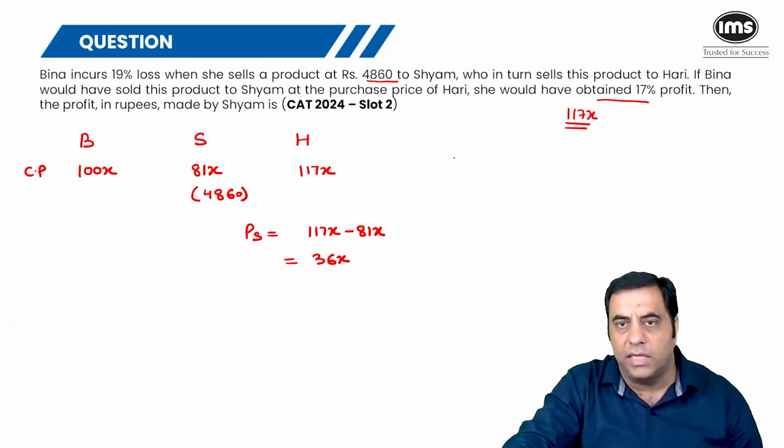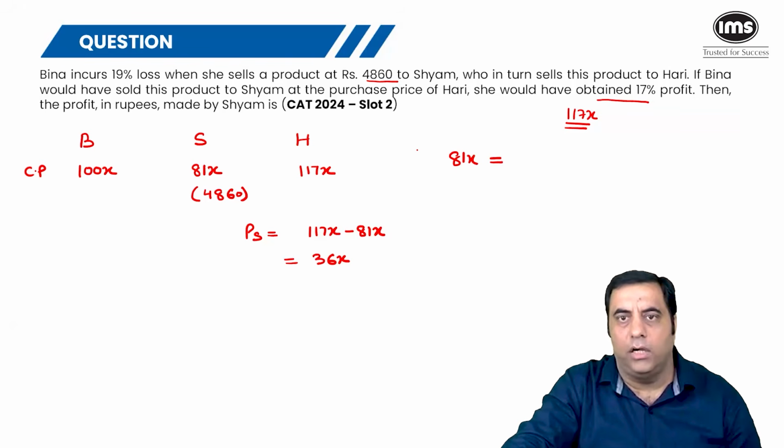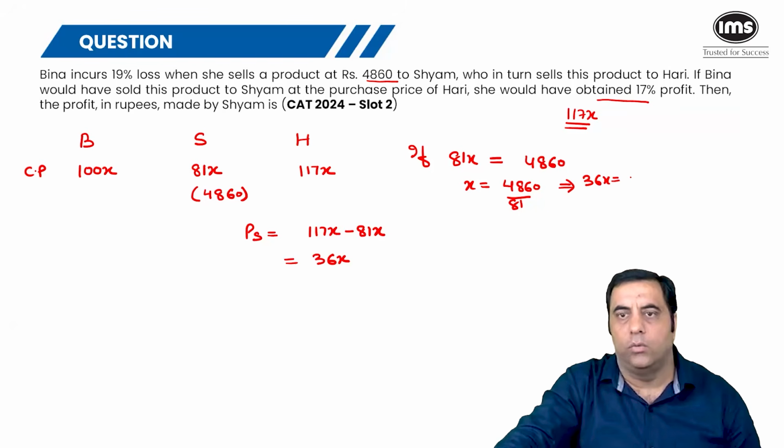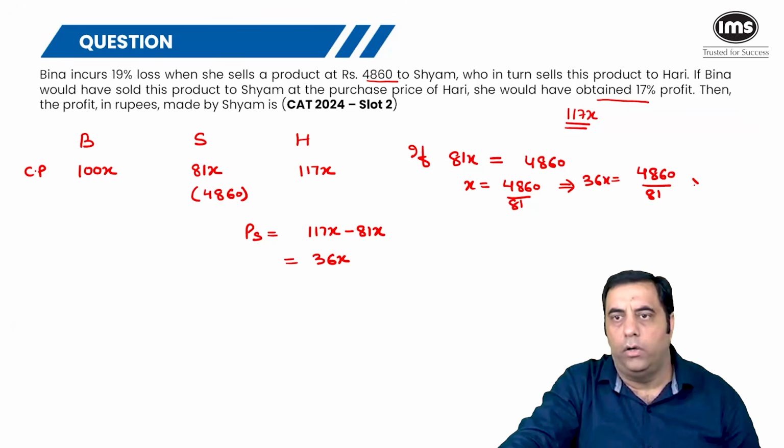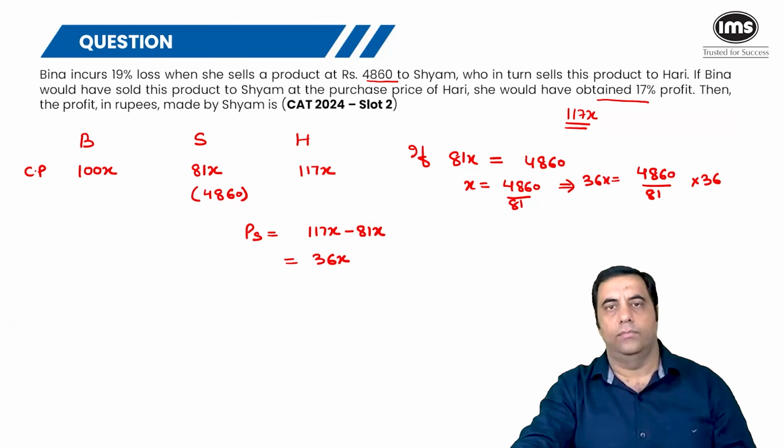And I know that the purchase price for Sham is 4860, which is 81x. So from here, I can say if 81x is equal to 4860, then x will become 4860 upon 81, which implies 36x is equal to 4860 upon 81 into 36. And now we need to just simplify that.